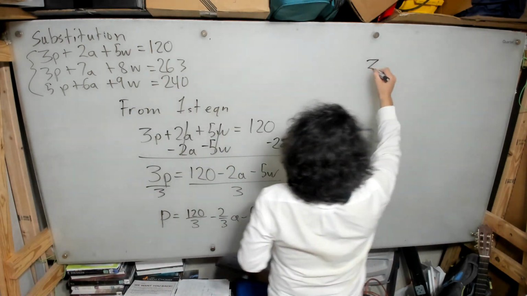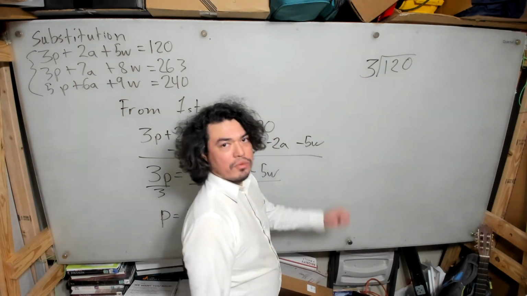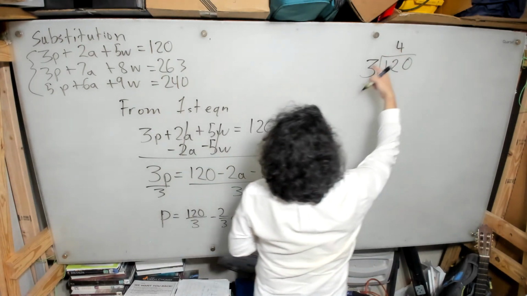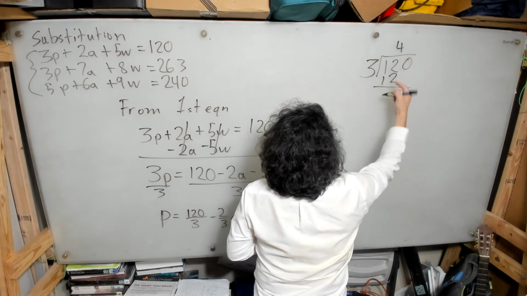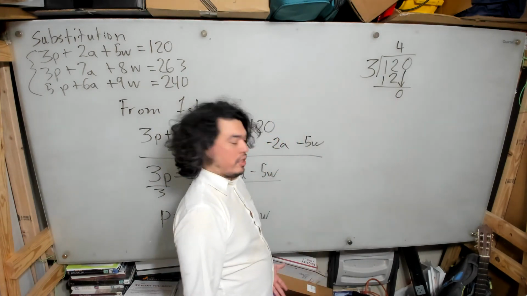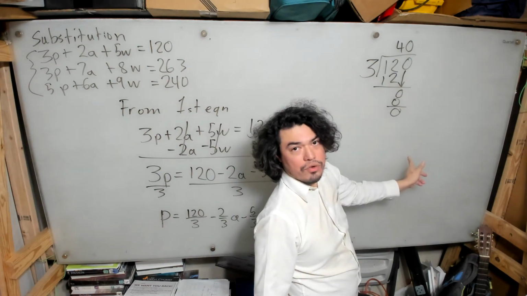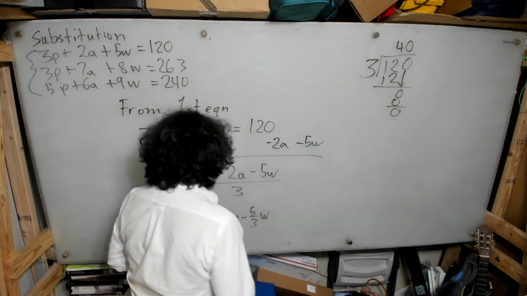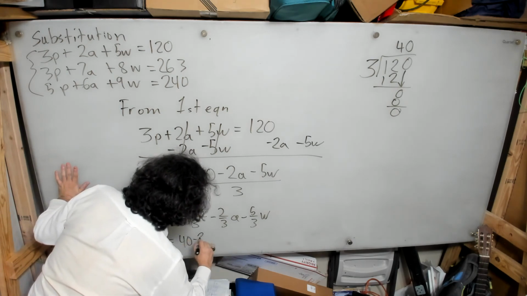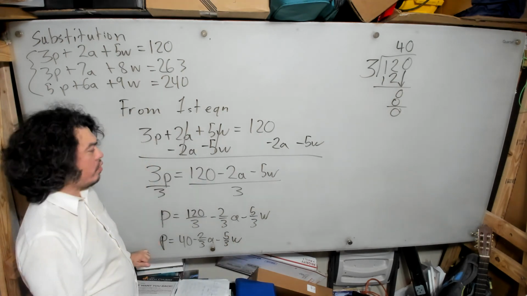So if I were to do this division over here, 3 goes into 120, 3 goes into 1, it doesn't. 3 goes into 12 4 times. Why? Because we have 3, 6, 9, 12, right? So that means it goes in 4 times. 4 times 3 is 12. 2 minus 2 is 0. 1 minus 1 is 0. Then I bring down this 0. I ask myself, how many times does 3 go into 0? 3 goes into 0, 0 times. So I put my 0 there. 0 times 3 is 0. 0 minus 0 is 0. There's no numbers left to drop, and so that's the termination point of the long division. So what I can do now is write, P is equal to 40 minus 2/3 A minus 5/3 W. And this comes from the first equation.